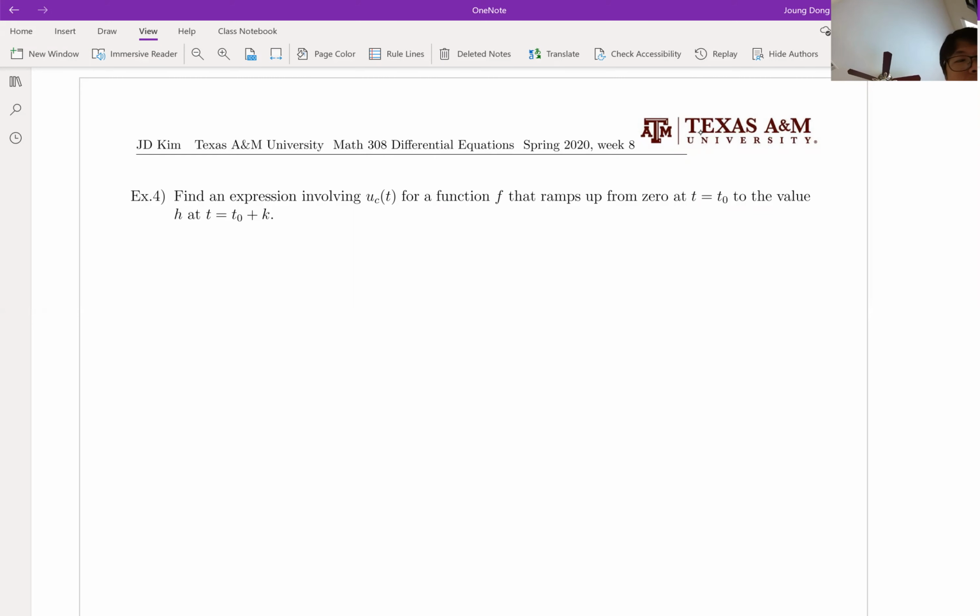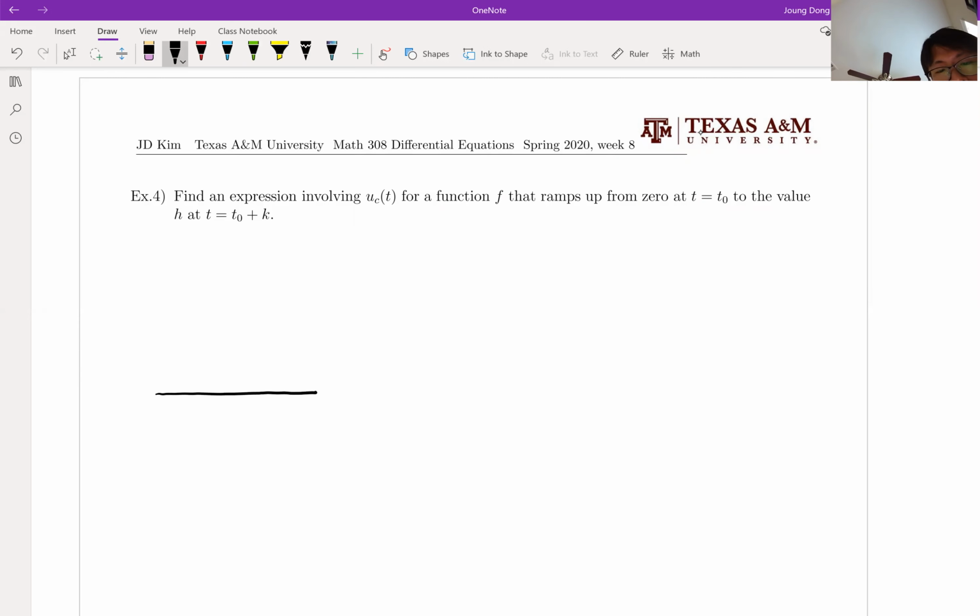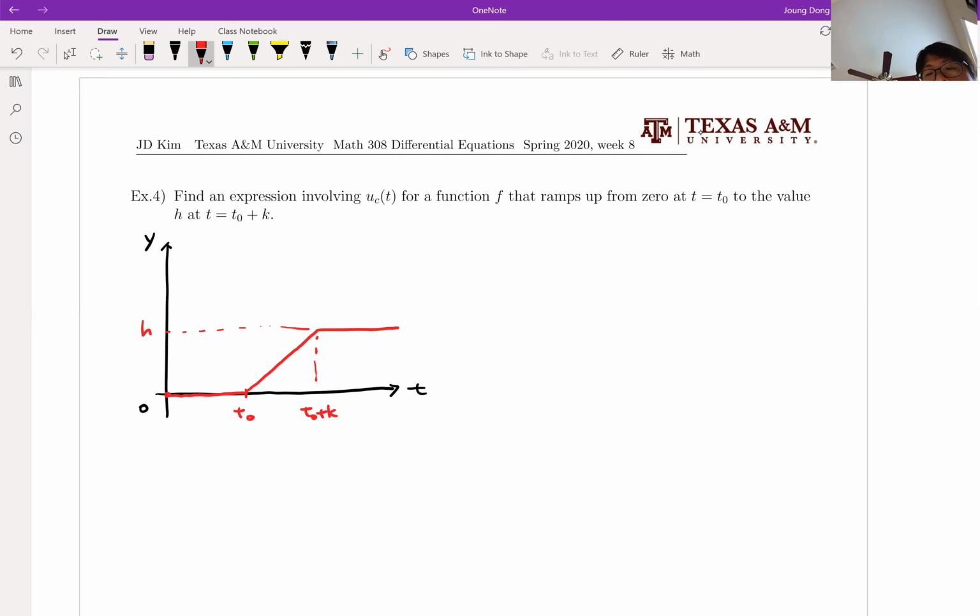Let me give you the graph of this one. At the beginning it was 0, but at t0 it ramps up until h, and this point is t0 plus k, and then goes down. This is the meaning of ramping up from 0 to a value of h.